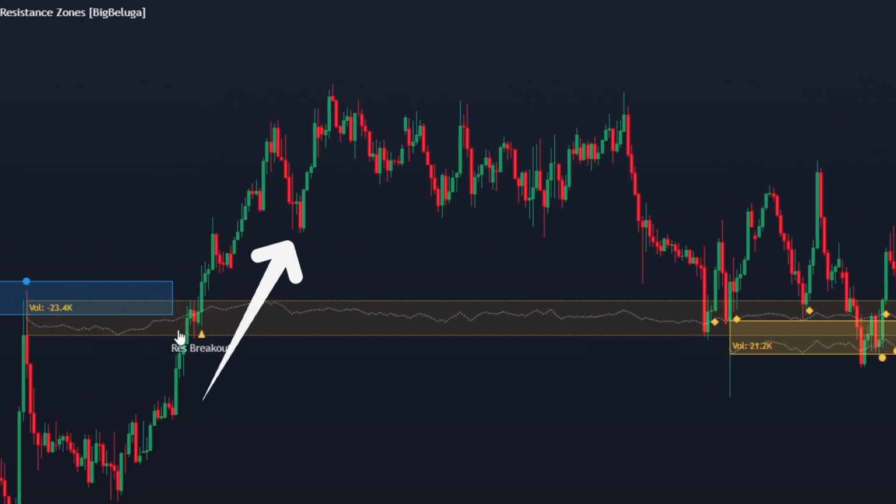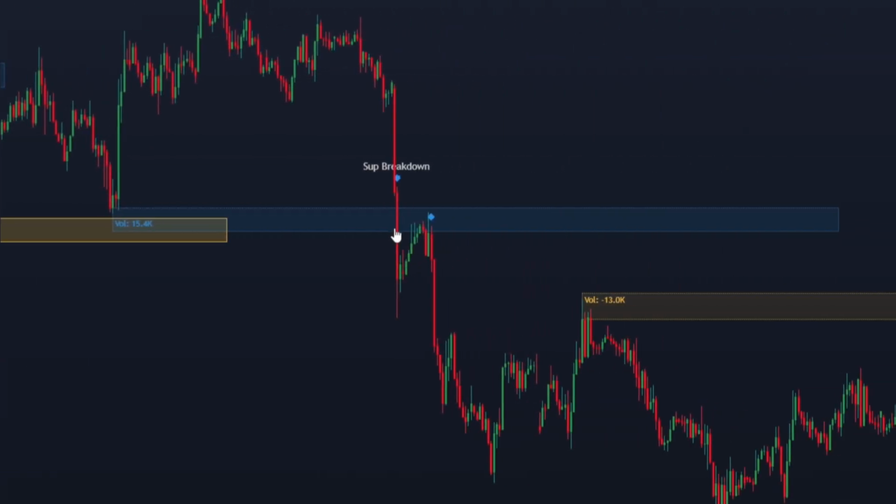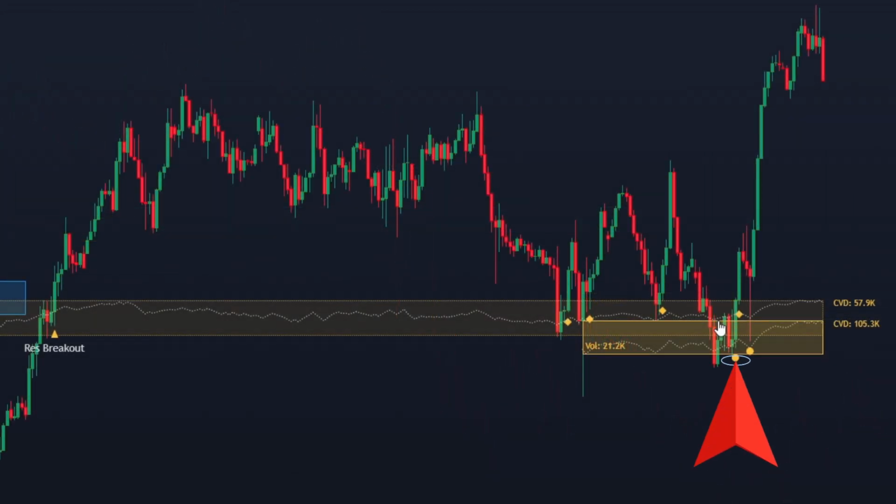After a zone has been broken, price may return to test the same area from the opposite side. When this happens, the indicator displays a diamond-shaped signal. A blue diamond represents a potential bearish retest, while an orange diamond represents a potential bullish retest.